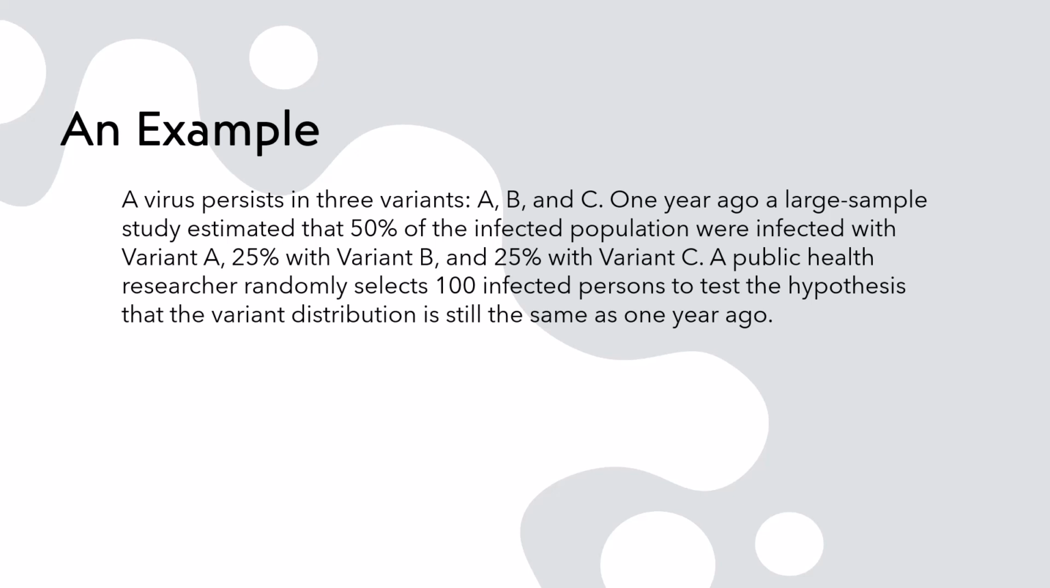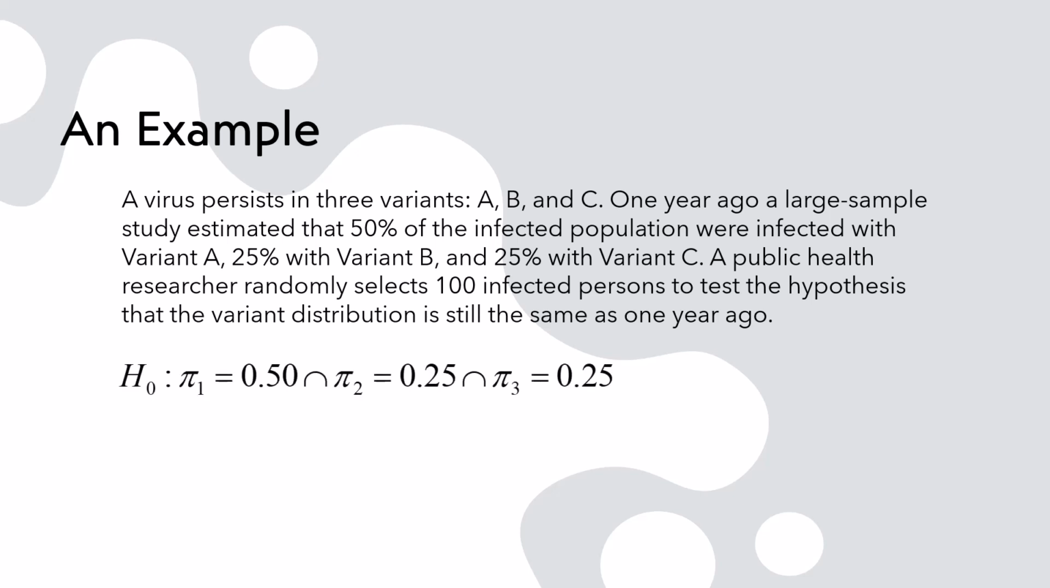It would be a daunting task to look at all the possible combinations we could get here when we're randomly selecting 100 infected persons and putting them each into one of 3 categories. There are many different combinations possible. Indeed, we're not going to have time to do that in our lifetime. So let's look at how we can handle this from a large sample perspective.